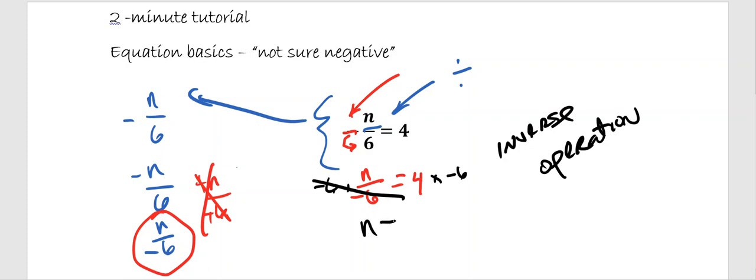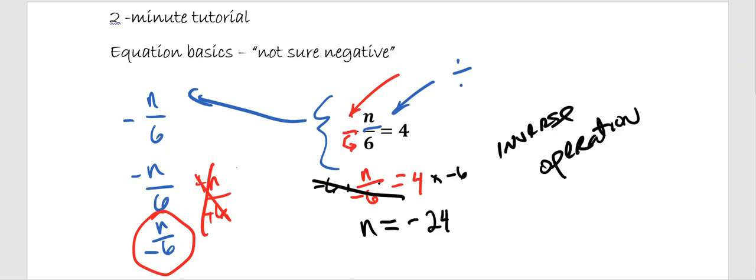You will get your n solved for. Just be careful of your signs. Remember your multiplication rules with combinations of positives and negatives, because we know 6 times 4 is 24. But the fact that one of those numbers is negative will mean that our final answer is n equals negative 24.